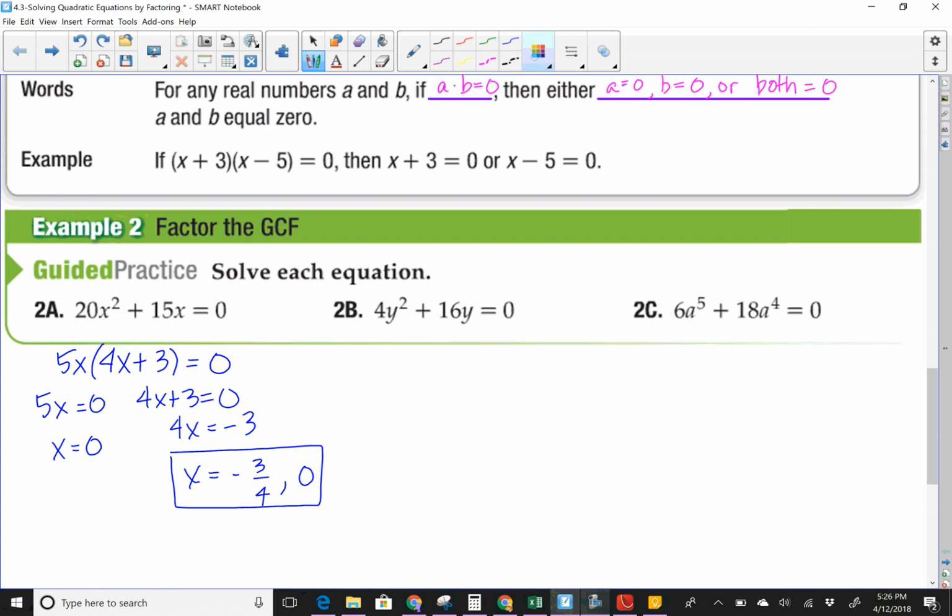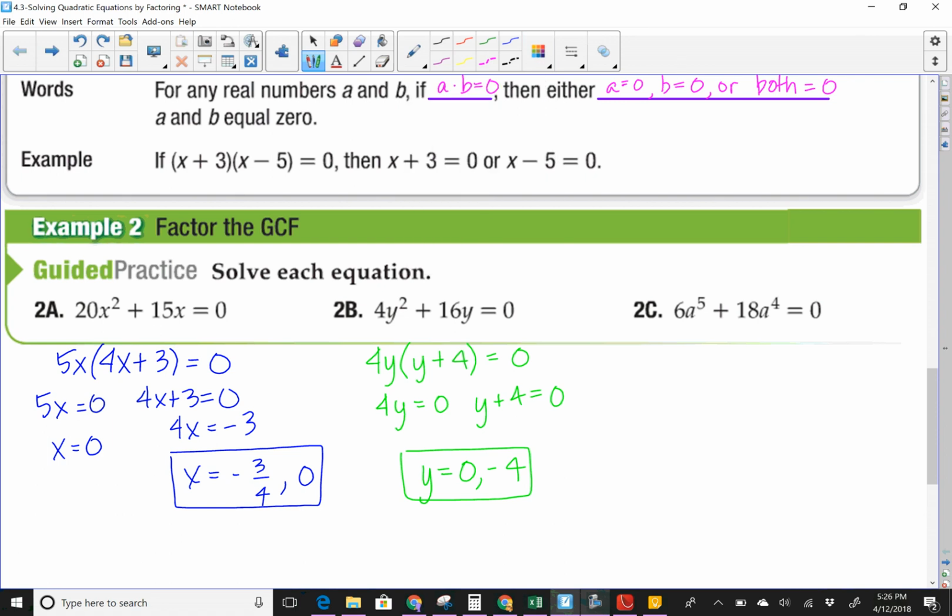Look at the next one. 4y squared plus 16y. GCF, always the first thing you want to look for. We have a GCF of 4y, leaving me with y plus 4. And so 4y equals 0, y plus 4 equals 0. And y'all are good. That means this one gives me 0, and this one gives me negative 4.